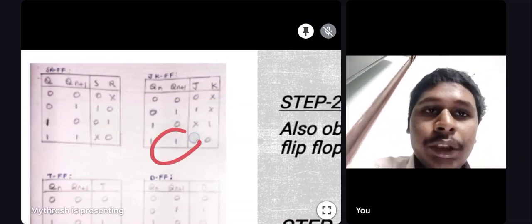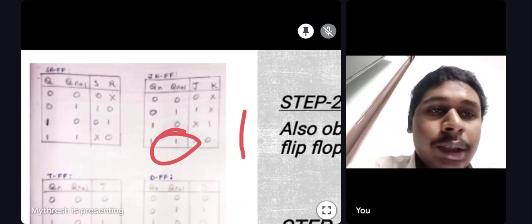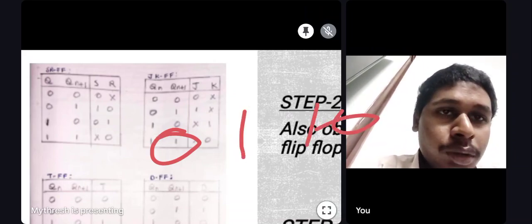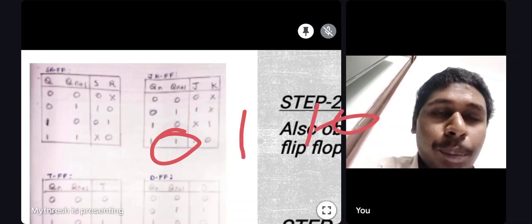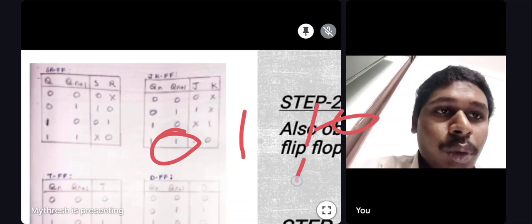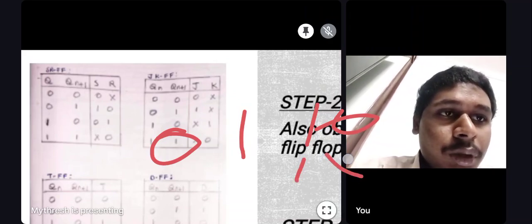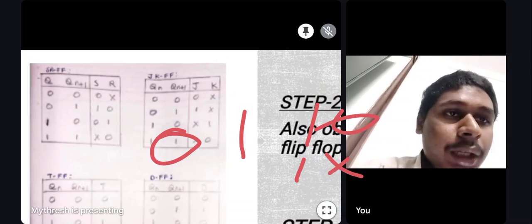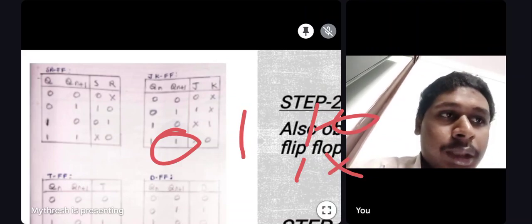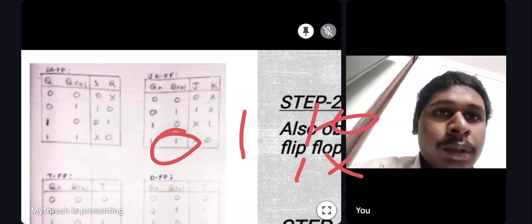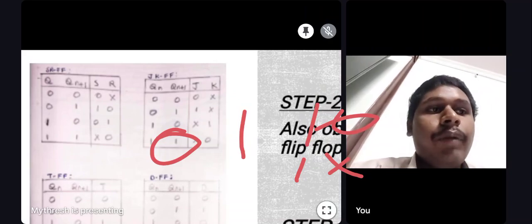If the present state is 0 and next state is 1, then the SR becomes 1 0. As for the JK flip-flop, if the present state is 0 and the next state is 1, it becomes 1 don't care. As we can see here, in the 0 place there is a don't care condition. This is one easy way to remember the JK flip-flop from SR or vice versa.